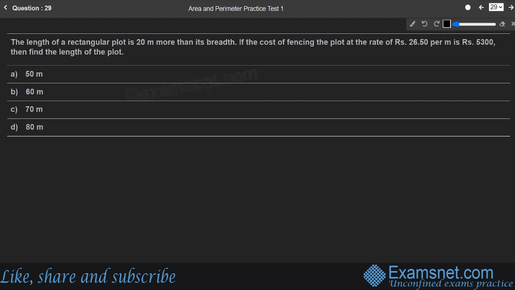Then the length of a rectangular plot is 20 meter more than its breadth. If the cost of fencing the plot at the rate of rupees 26.50 per meter is rupees 5300, then find the length of the plot. So we'll use this rate first. He's saying the cost of fencing the plot is at the rate of rupees 26.50 per meter. So 1 meter has a cost of rupees 26.50.